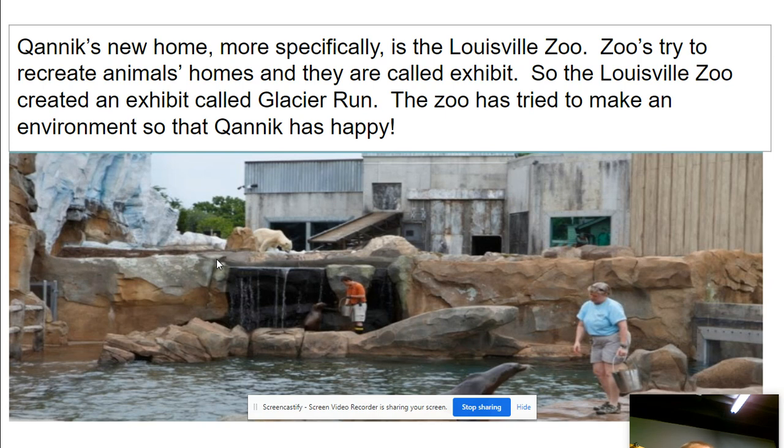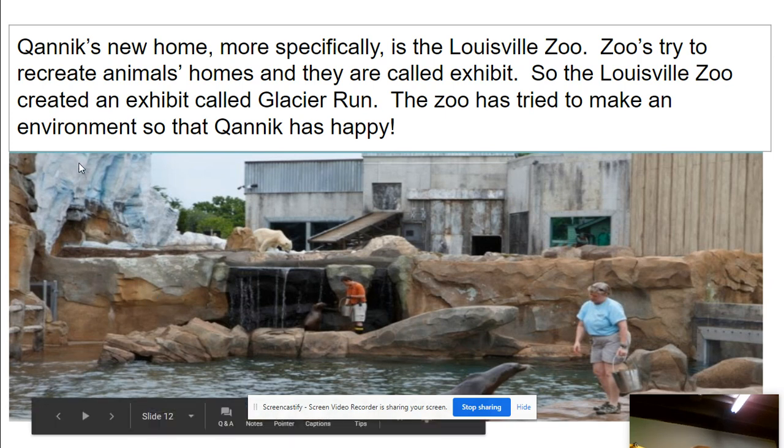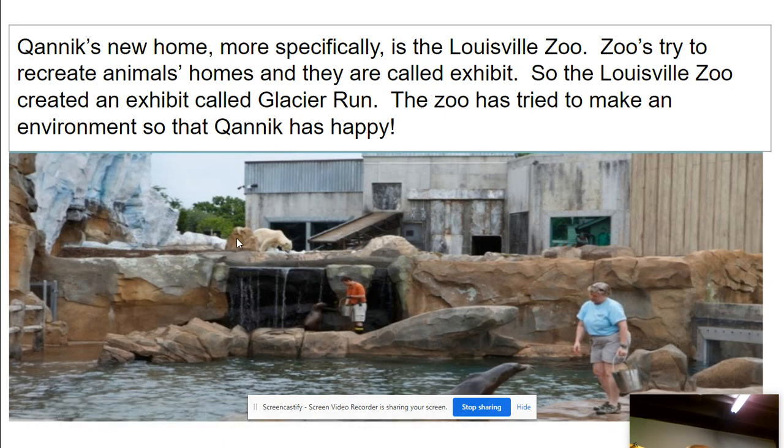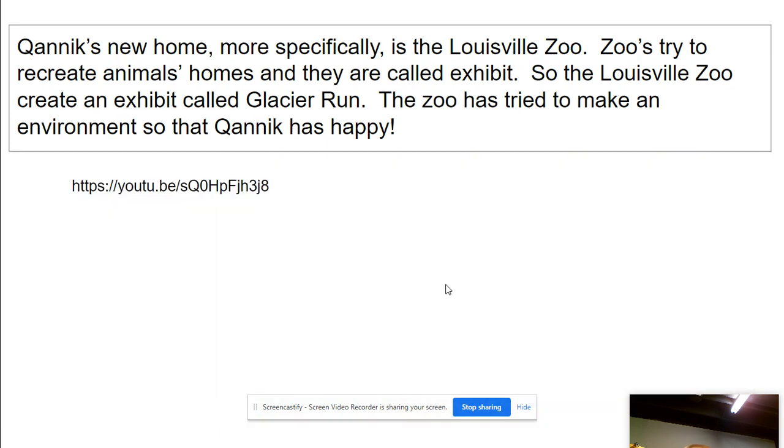The Louisville Zoo created an exhibit called Glacier Run. The zoo has tried to make an environment so Kunik can be happy. Now, you can see Kunik in the picture walking around on top, and I see things similar to what it would look like in the tundra. I see water. I'm going to predict that's cold water. I also see they have a lot of rocks, and they even have a certain color of rocks that maybe represents ice or snow covered rocks.